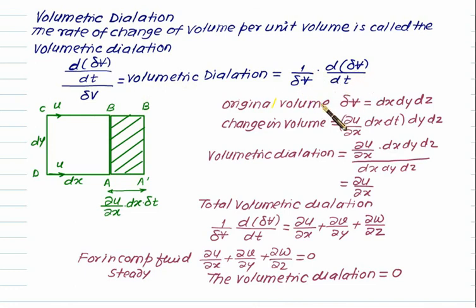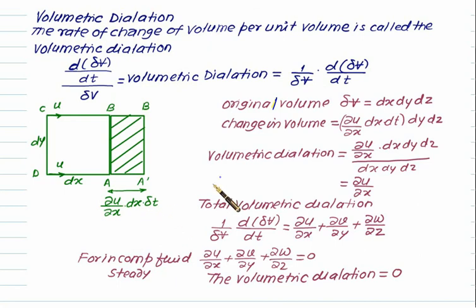Let's consider ABCD as the original element, which has dimensions dx, dy, dz. dz is not shown, which is perpendicular to the plane. So we have original volume equal to dx into dy into dz, and the change in volume we can compute from this side, which along the x direction is del u by del x dx dt into dy dz. So this change will be observed along the x direction as del u by del x into dx by dt.